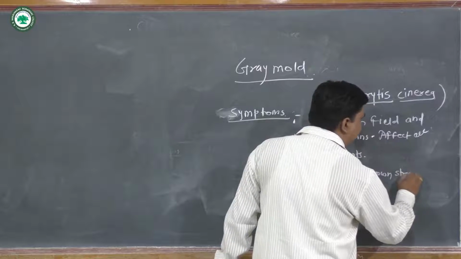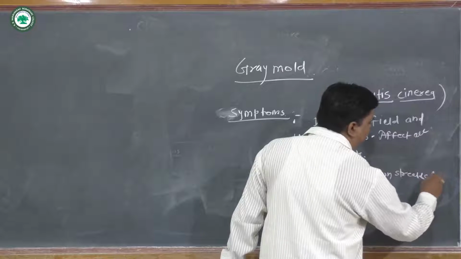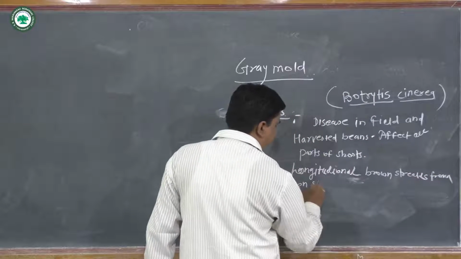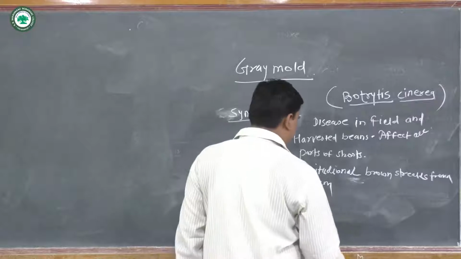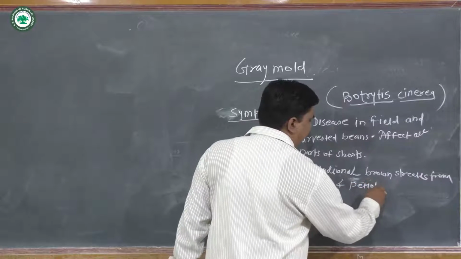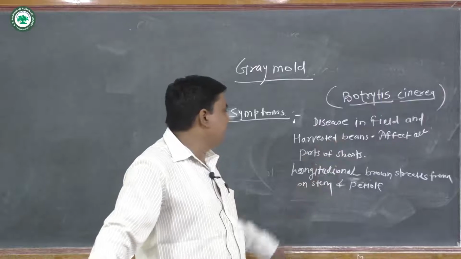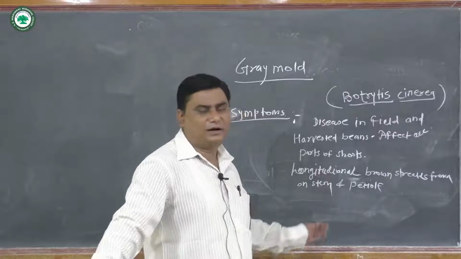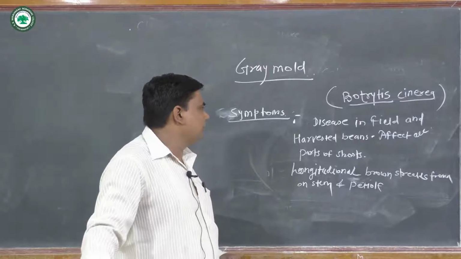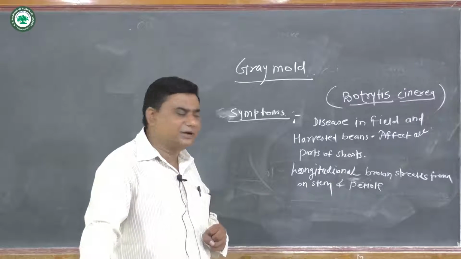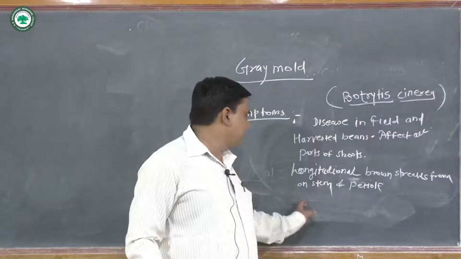Longitudinal brown streaks form on the stem and petiole. So the disease occurs in the field and affects harvested beans. It affects all parts of the shoots. These are the major symptoms of this disease, that is grey mold.